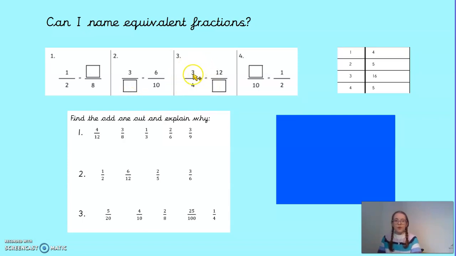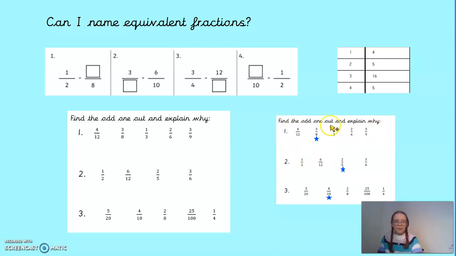Here we've got 3/4, and it has become 12/16 because we've done 3 times 4 gets us to 12. That means 4 times 4 gets us to 16. And here we've got 5 over 10 is equal to 1/2 because we've got 2 to 10. We've timesed 2 by 5 to get to 10, which means we need to times 1 by 5 to give us 5. Okay, have a look at these ones. Did you get these ones correct? You can see my stars there are telling you which one does not fit with the equivalent fraction group that it's in.